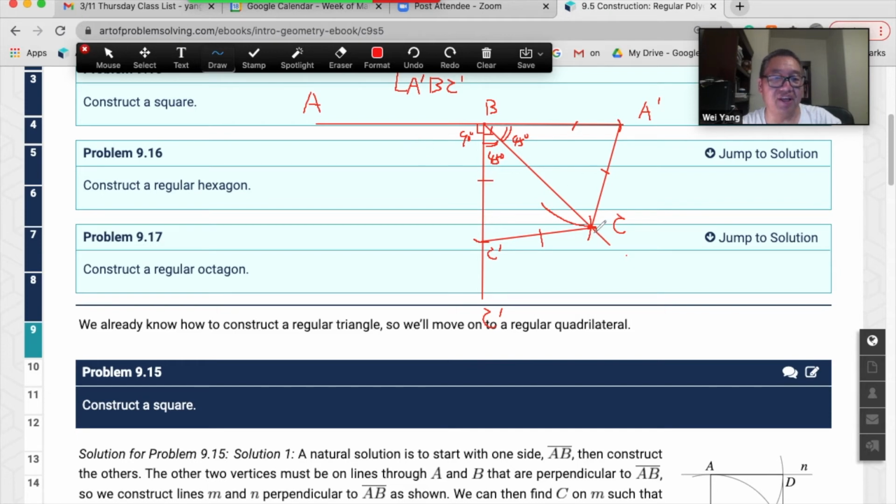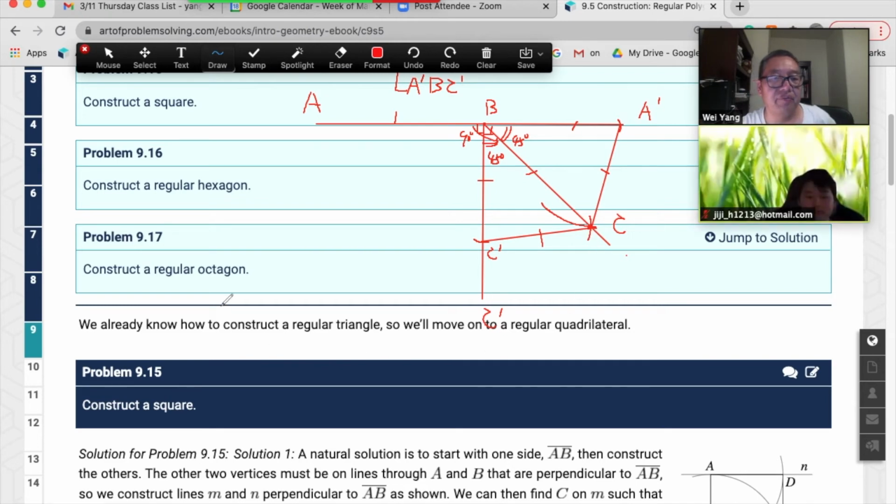Now you continue. After you get BC, you can draw another line perpendicular to BC, right? You just repeat what we did here. Then you can find the next point. That one will be D. Then you keep doing it, because in this way each angle will equal 135 degrees. I'll also make this side equal this side. Keep doing it, then you get your octagon, right?